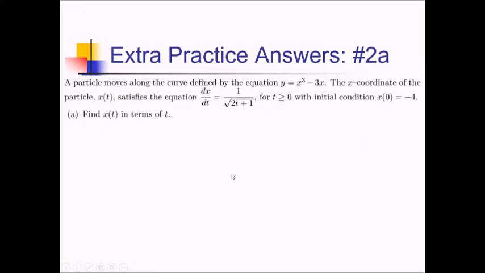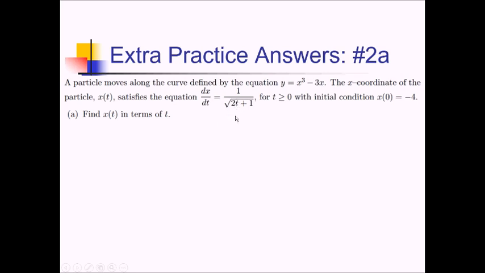On this no calculator problem, we have a particle moving along a curve defined by this equation right here, and the x-coordinate satisfies this differential equation with initial condition 0, negative 4. First part of the problem, we want to find x of t. So basically, we have to solve this differential equation.